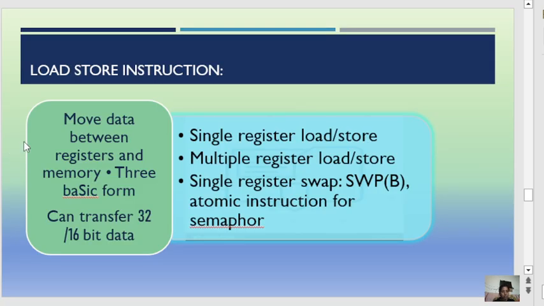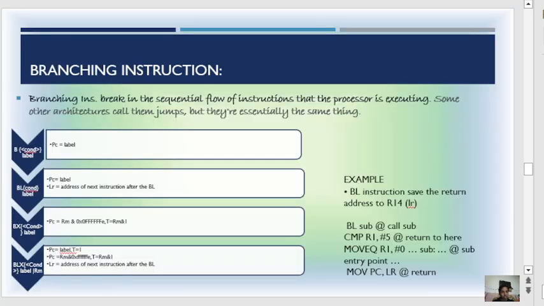Coming to the load and store instructions, let me first tell you about the branching instructions. Branching instructions break the sequential flow of instructions that the processor is executing. Some other architectures call them jumps, but they are essentially the same thing. Here I have given some of the mnemonics and the syntax.